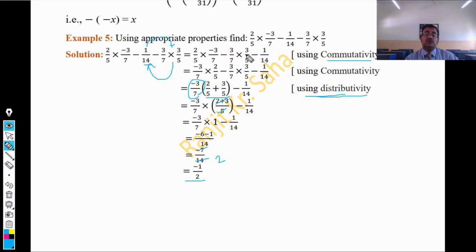Then students, solve by using appropriate properties.